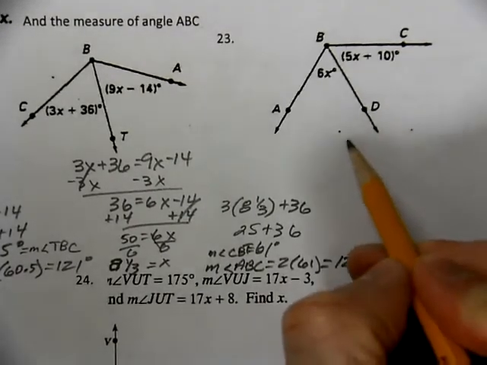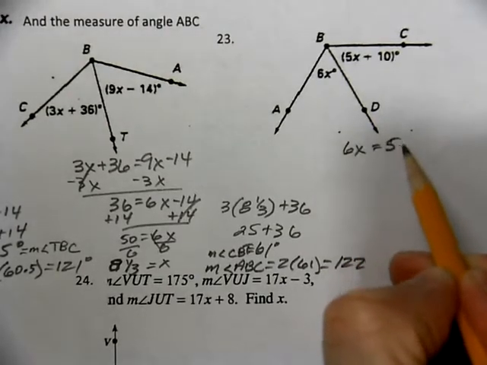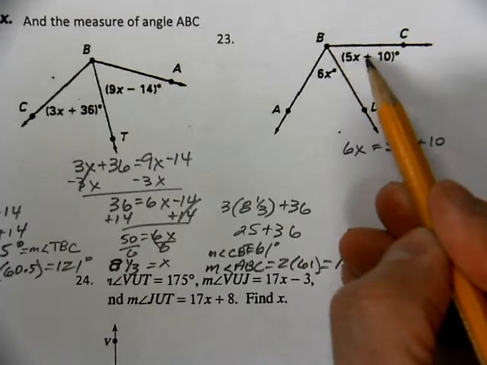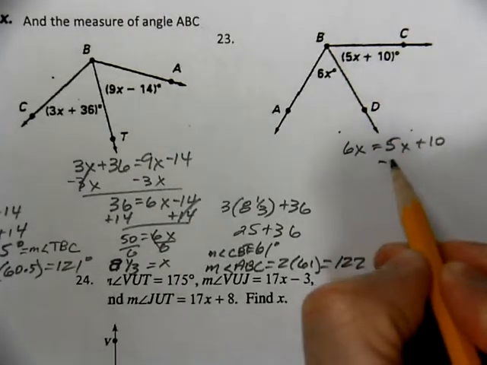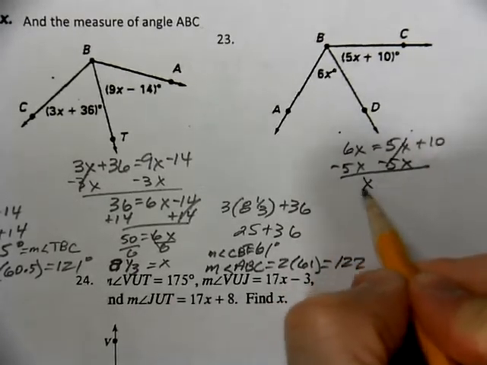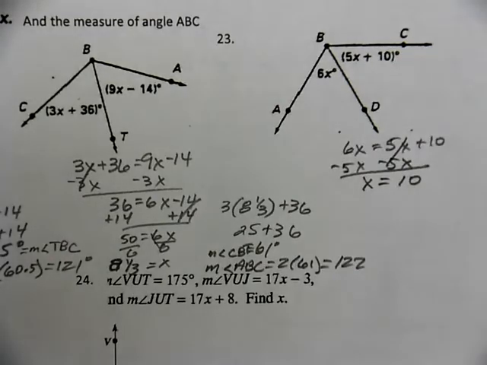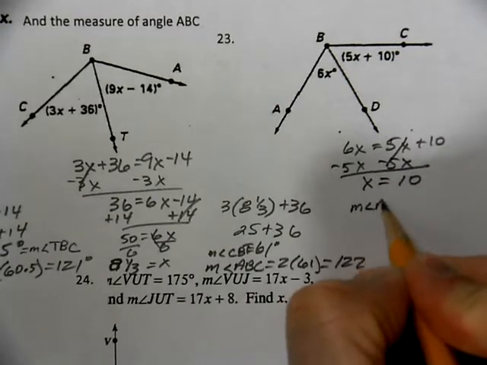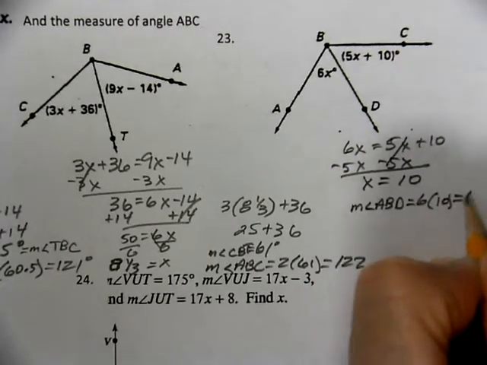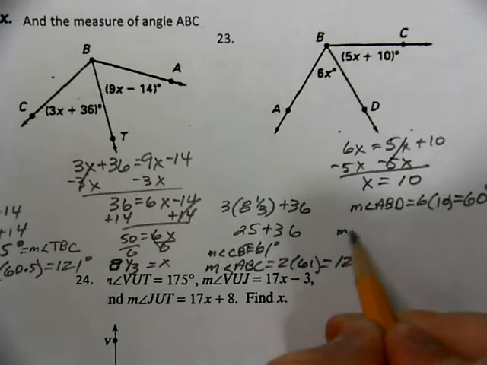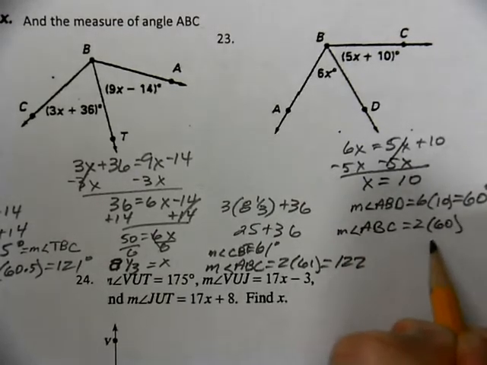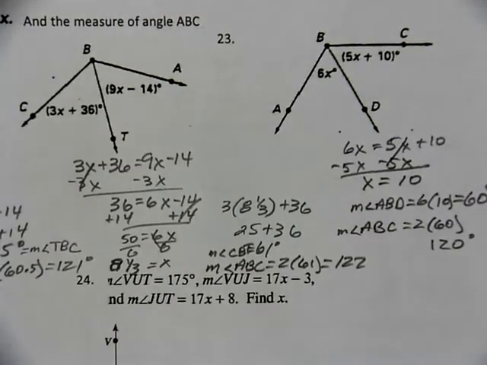For our next one, we know that 6x equals 5x plus 10. Looks like a plus there. So we subtract the 5x. That gets us x equals 10. So if x equals 10, then the measurement of ABD equals 6 times 10, which is 60 degrees. And the measurement of angle ABC would have to be 2 times 60, which is 120 degrees.